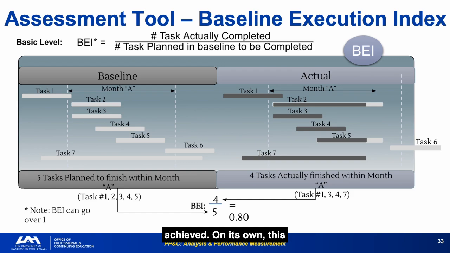On its own, this suggests the program is behind, but the nature of the uncompleted tasks matters. Uncompleted critical path tasks are more serious than uncompleted float tasks. BEI gives you an execution performance ratio that is comparable across programs and over time. It is a clean, objective measure that does not require EVM infrastructure to compute.